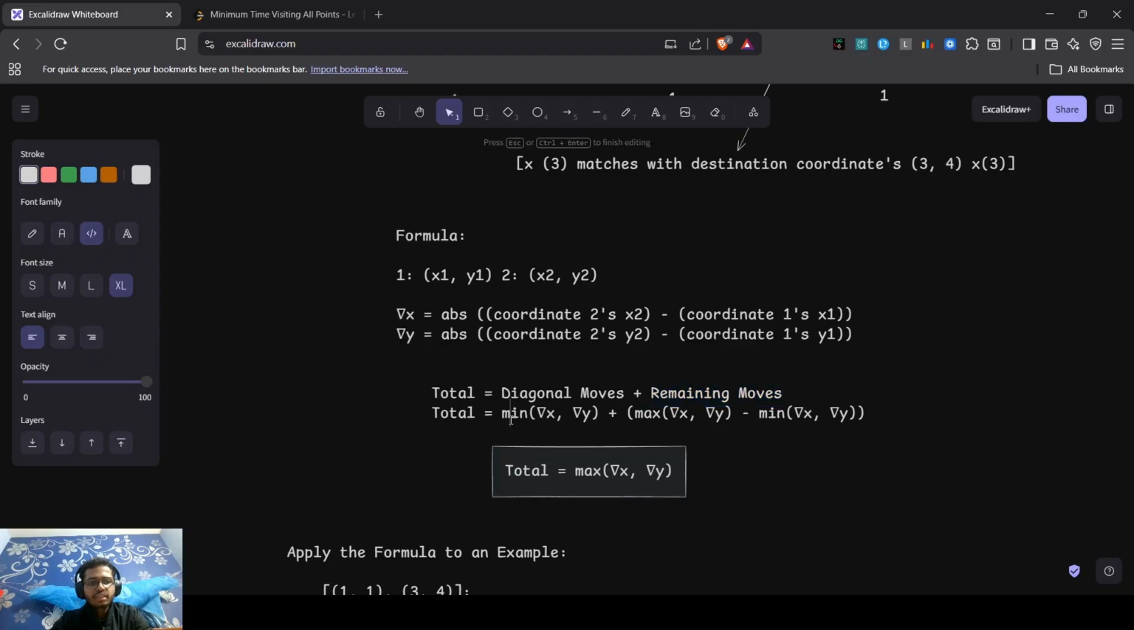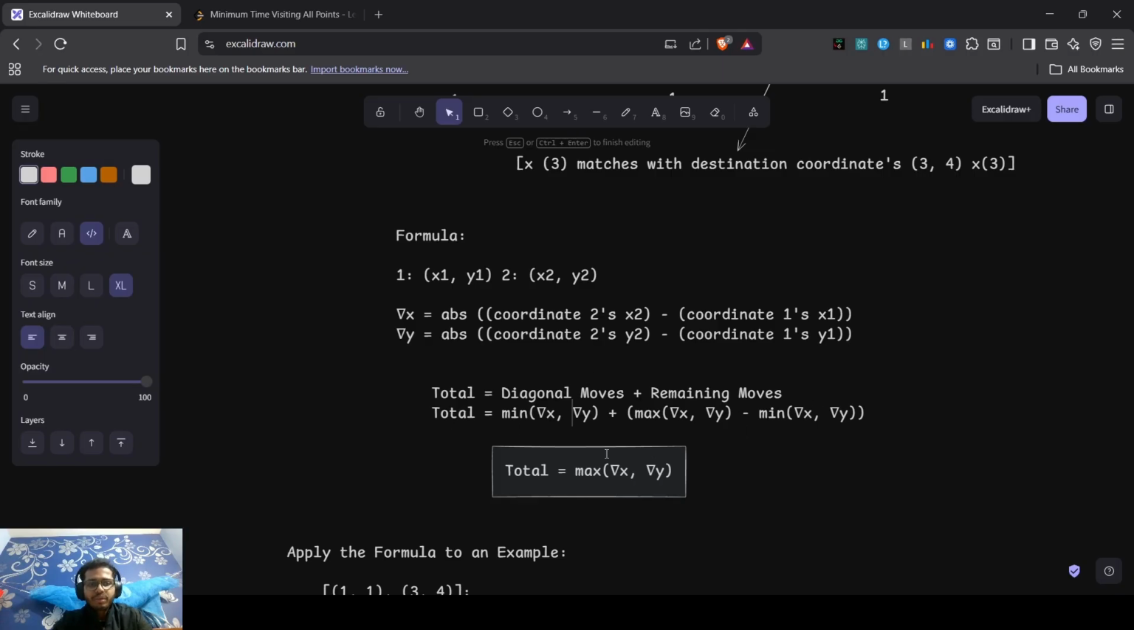The formula is total equal to minimum of del x comma del y, whichever is minimum, plus the maximum of del x comma del y minus the minimum of del x comma del y. We need to go diagonally for the first part, and the second part is the entire distance we need to consider for the straight movement.